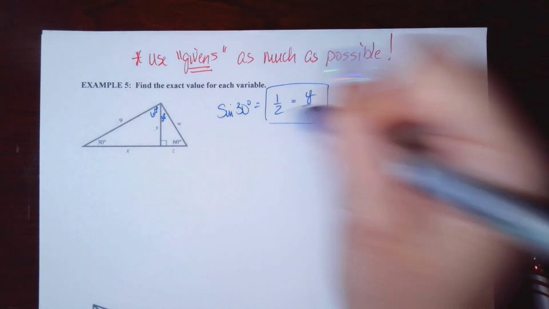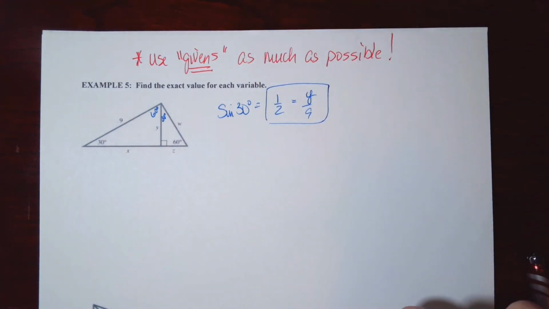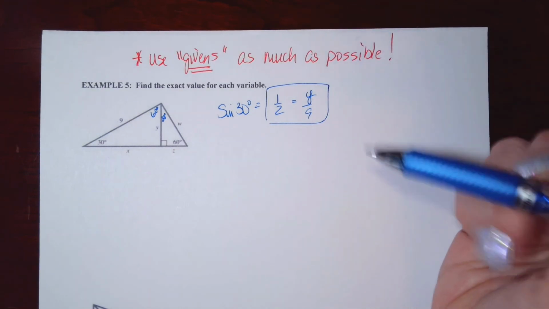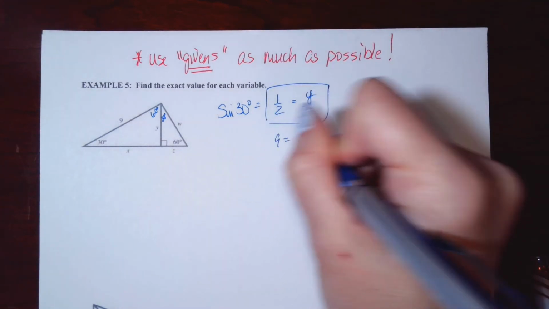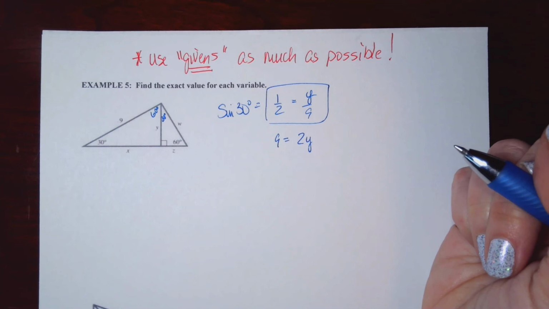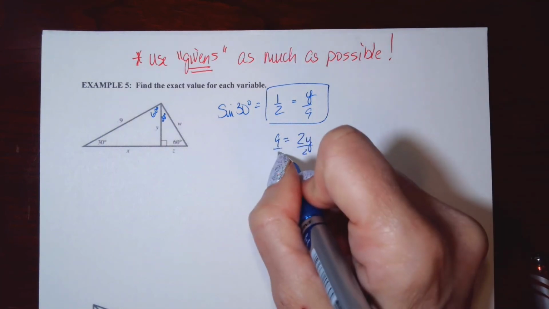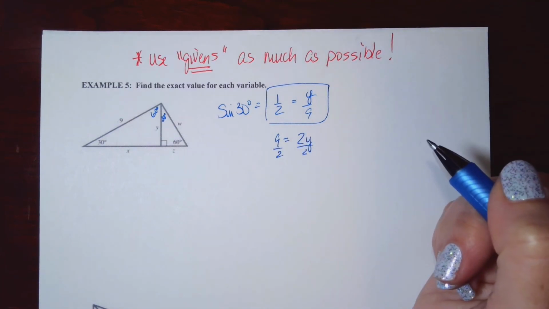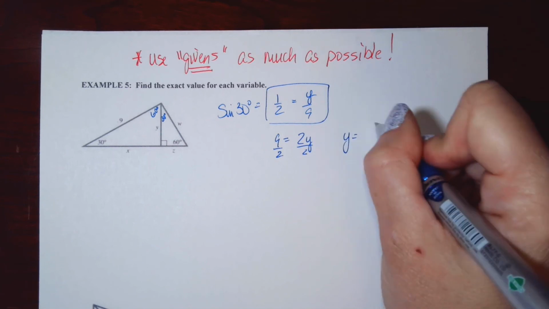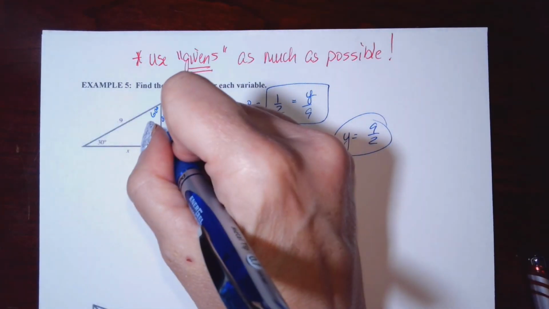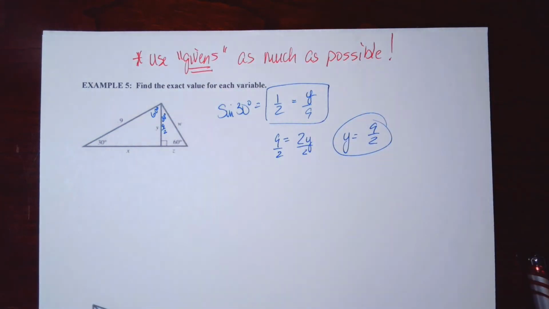So I have a proportion that I can solve, and my only unknown is y. 1 times 9 is 9. That's going to be equal to 2y. So y is 9/2. So that's one unknown I figured out. Y is 9/2.